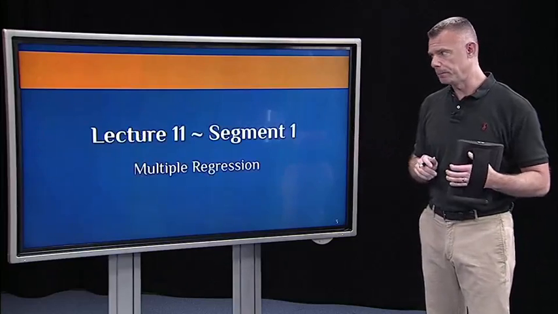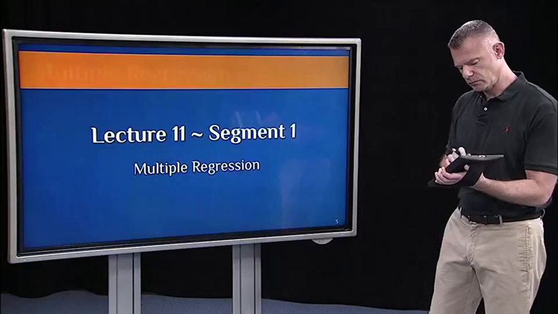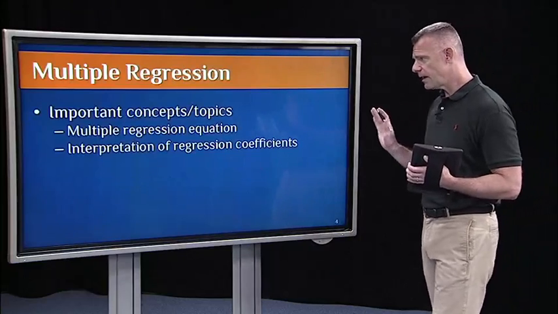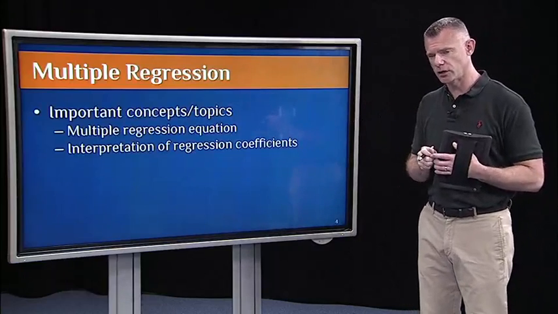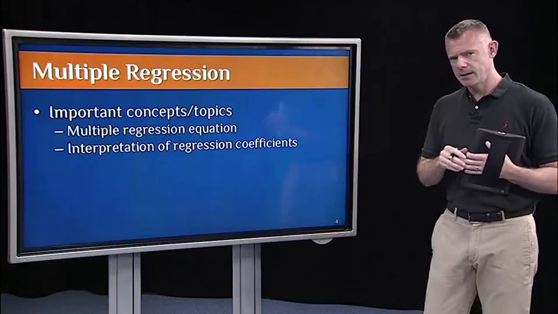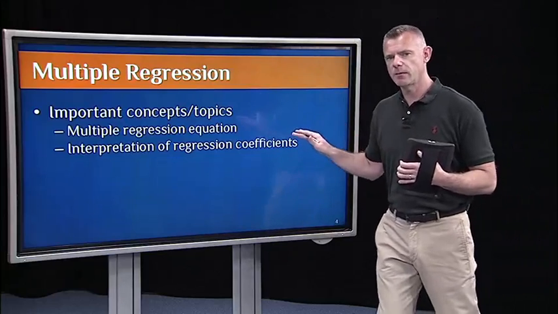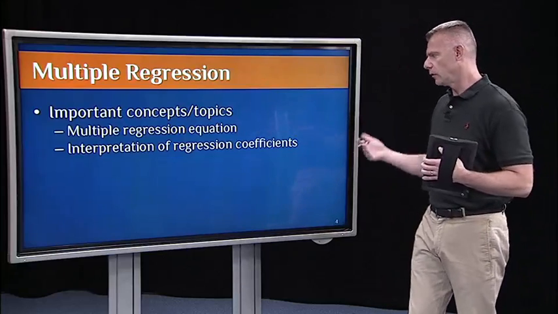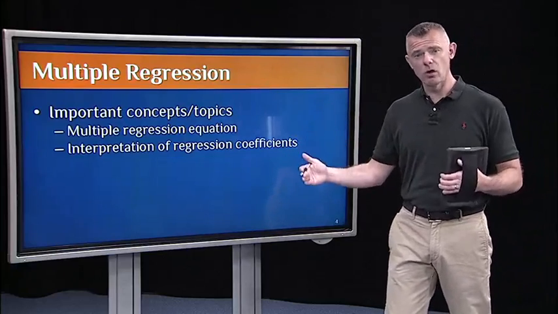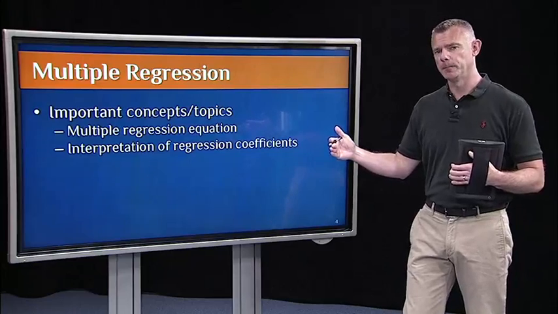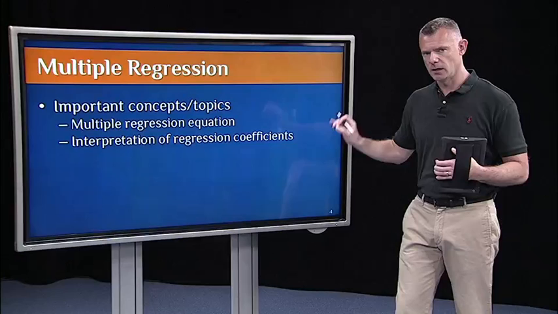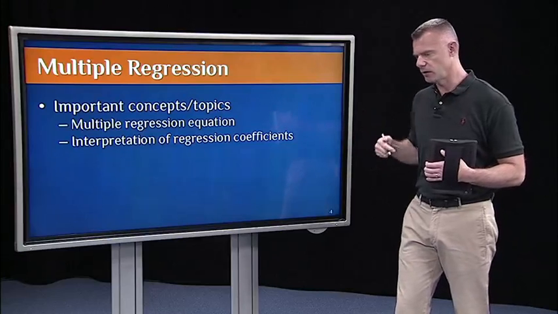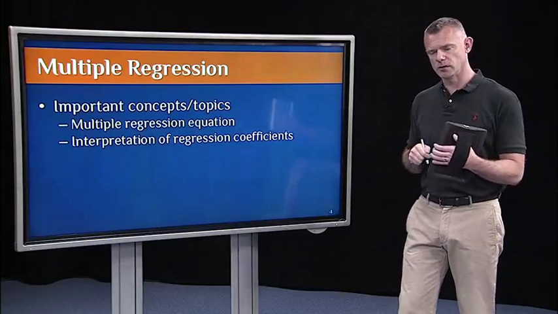So first, segment 1. Let's look at multiple regression, just an overview. Again, the important things to take away here are the components of the multiple regression equation, and most importantly for this segment, how to interpret regression coefficients when there are multiple coefficients in the model. This is a difficult topic that even advanced researchers sometimes mix up and make mistakes on. So I'm going to take my time and really try and reinforce how to interpret these coefficients.